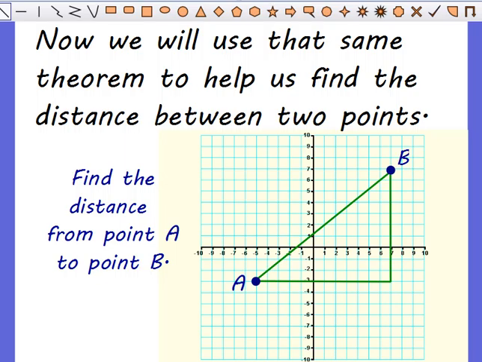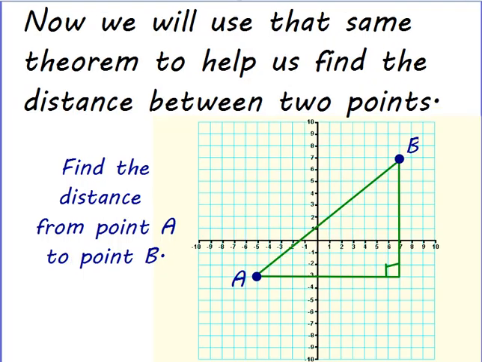Can you see how we just made a right triangle? That right triangle is going to help us find this distance, because now I have legs A and B, and I have a hypotenuse that's C, and that's the distance between the 2 points. That's the length that we need to find.